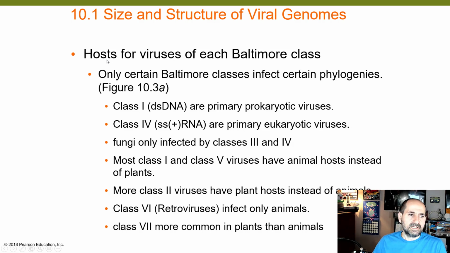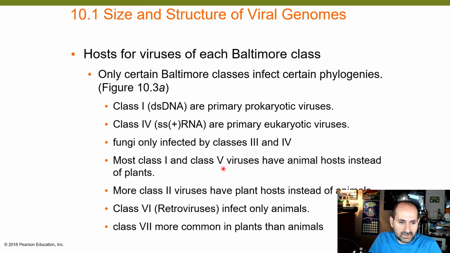So here we have the hosts for the viruses. Only certain Baltimore classes infect certain phylogenies. So check this out. Class 1, the double-strand DNA viruses, are primarily prokaryotic viruses, but not exclusively. Class 4, these are the single-strand positive RNA viruses. These are primarily eukaryotic viruses. Fungi, it turns out, are only infected by class 3 and 4.